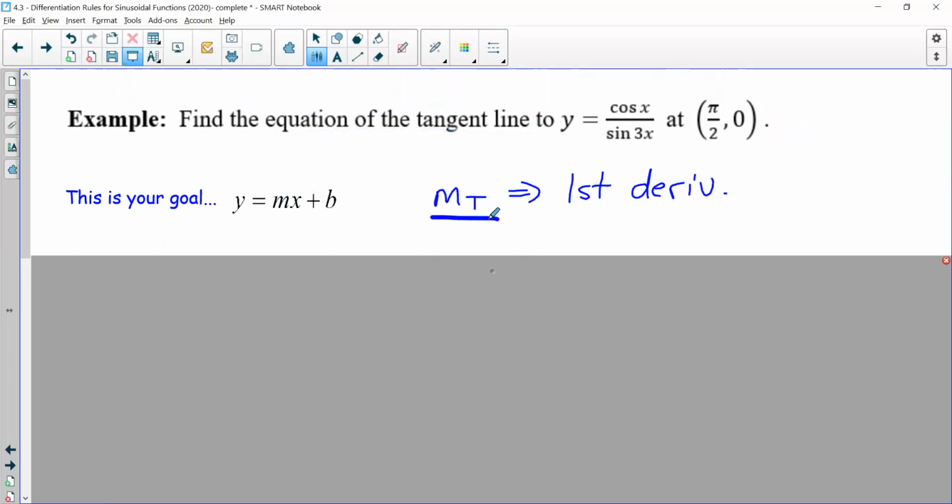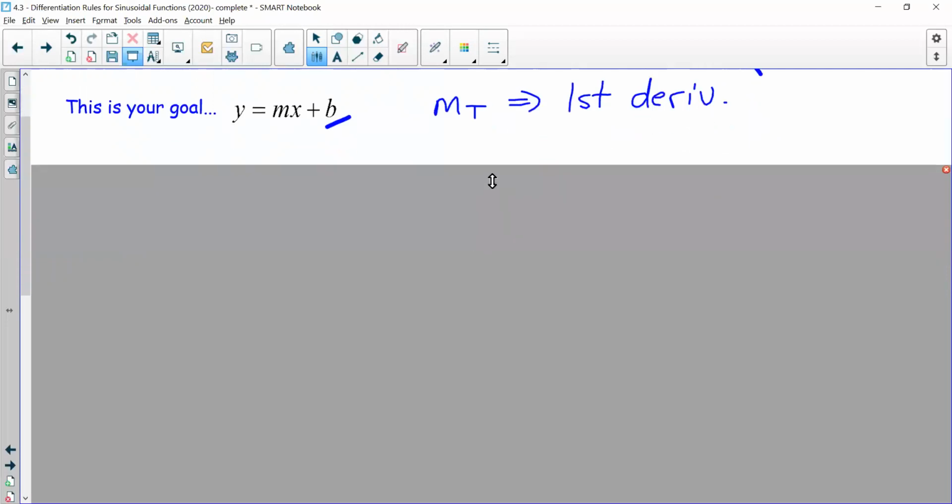So your slope here in this equation is actually your slope of the tangent, which means you need your first derivative. So you got to take the derivative of this expression, okay, and then evaluate that when x is pi by 2. So even though you're given an ordered pair, this is the focus number that you want to use. All right. This value will be helpful in finding your y-intercept later. So let's get through this process, which we've done before.